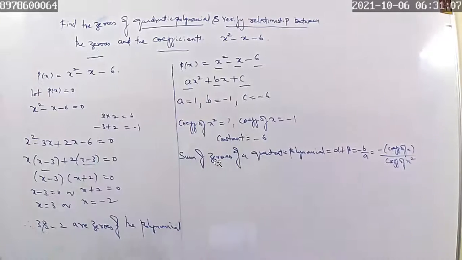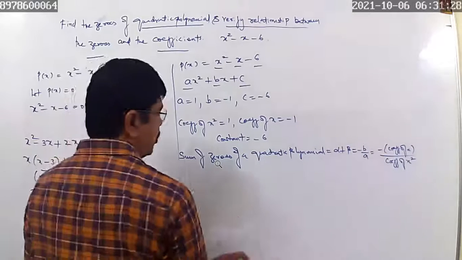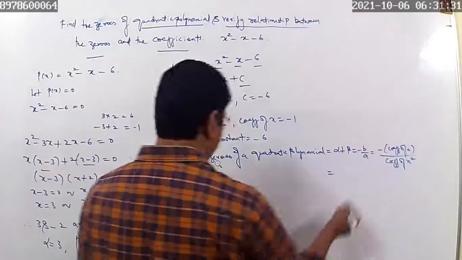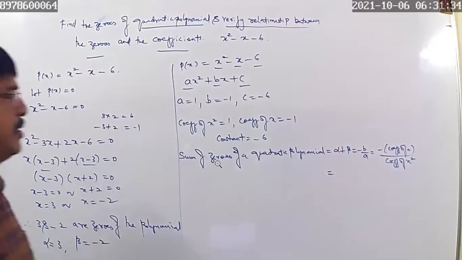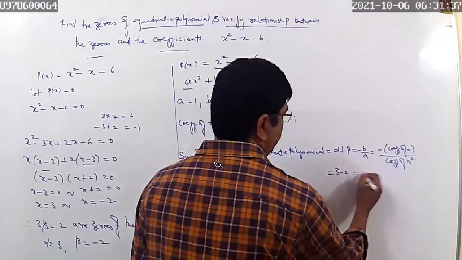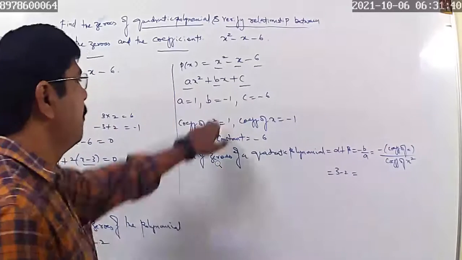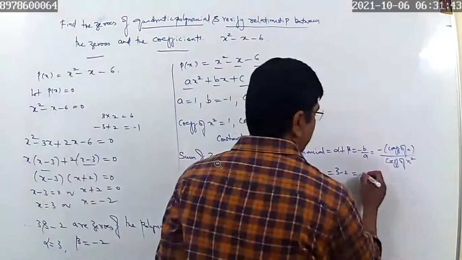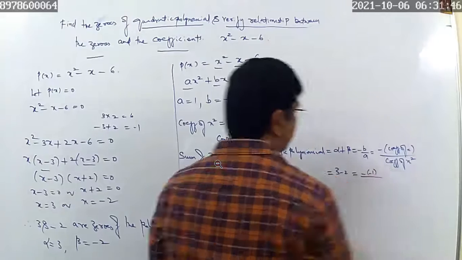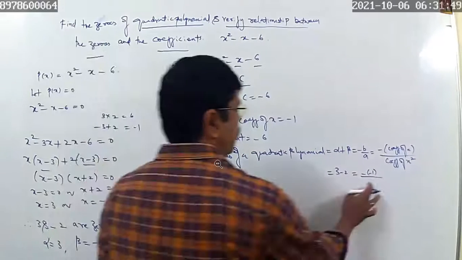So we have to substitute the values, right? So alpha is 3 and beta is -2. We have two zeros of the polynomial, one is considered as alpha and the other as beta. Then substitute in this formula. Alpha is 3, beta is -2. So 3 minus 2 equal to minus b by a. Minus b means minus of -1, by a. What is a? 1, sir. 1.